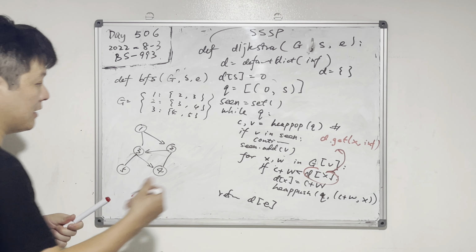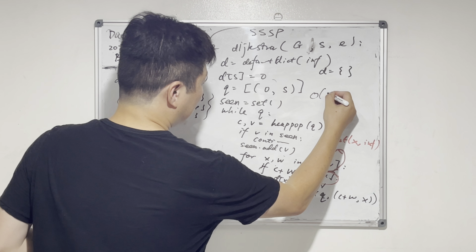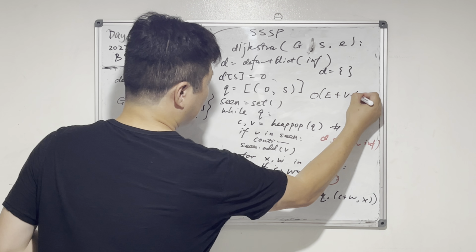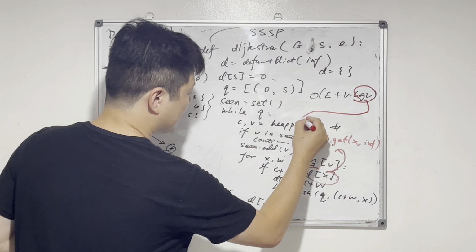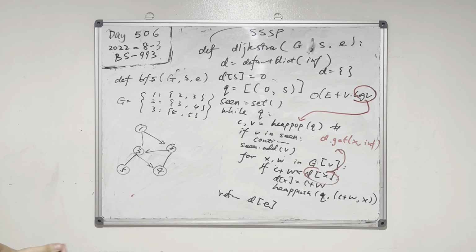The time complexity is O(E plus V times log V). The log V comes from extracting the minimum here, extracting the minimum from the heap or priority queue.